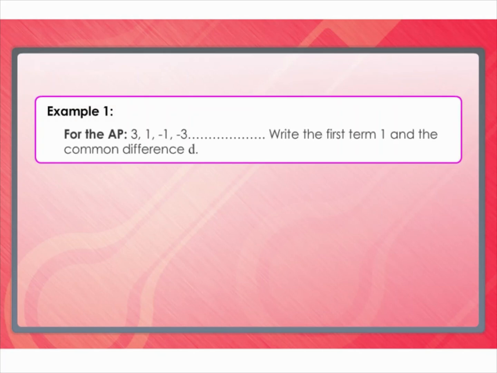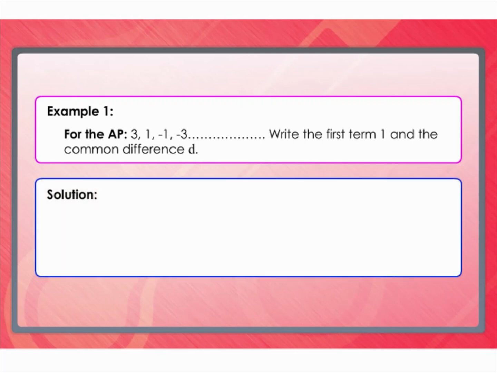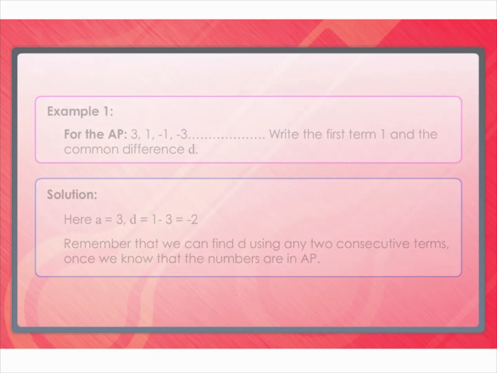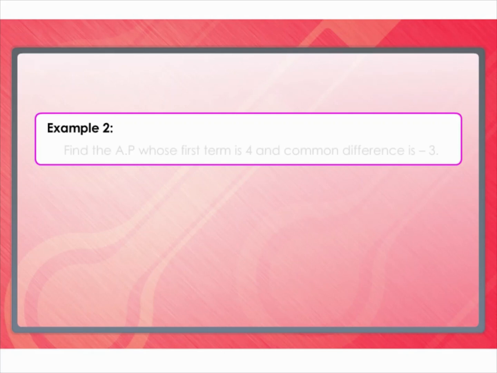For the AP 3, 1, -1, -3, and so on, write the first term a and the common difference d. Let's view some examples. Find the AP whose first term is 4 and the common difference is -3.